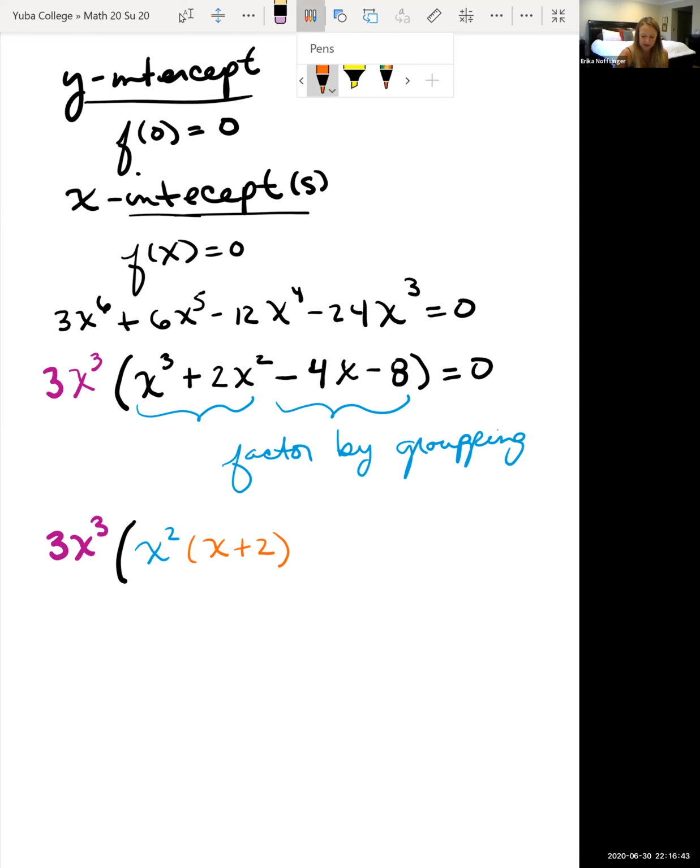Now go to the last 2 terms inside that big parentheses and look at -4x and -8. What do they both have in common? They both have a -4 in common, so we can pull out a -4. If we factor out a -4 from -4x, you're left with positive x. And if we pull out a -4 from -8, we're left with plus 2. Close that parentheses and close that main parentheses.